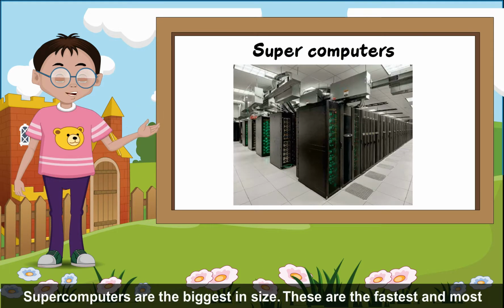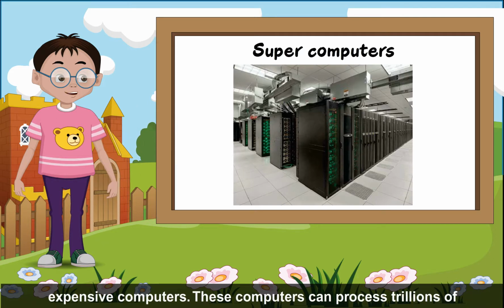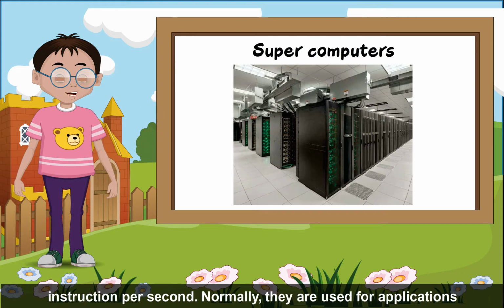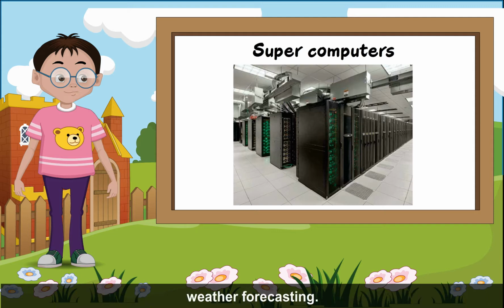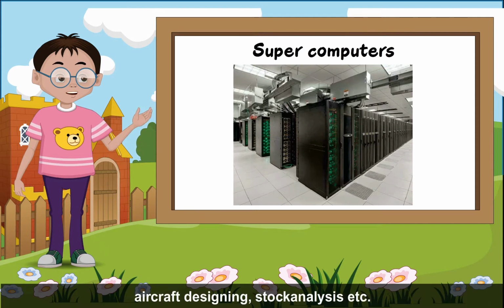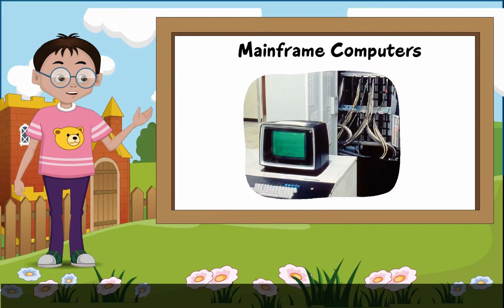Supercomputers. Supercomputers are the biggest in size. These are the fastest and most expensive computers. These computers can process trillions of instructions per second. Normally, they are used for applications which require a lot of data to be processed, such as weather forecasting, aircraft designing, stock analysis, etc.